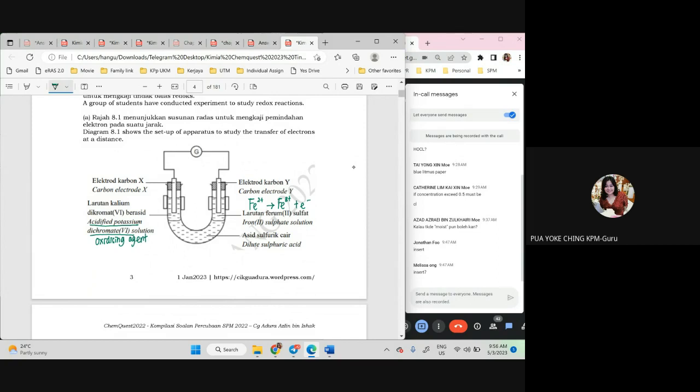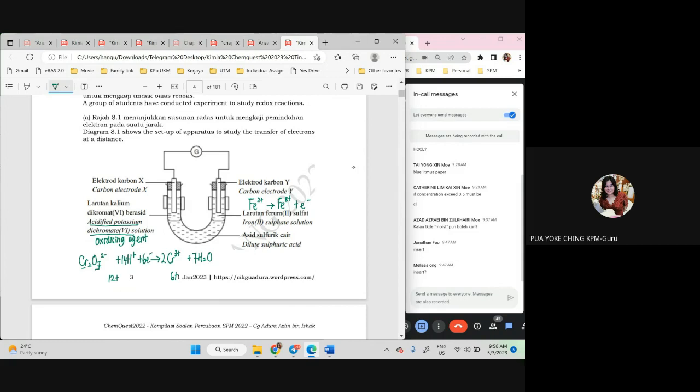So dichromate 6, Cr2O7 2 negatif tambah H plus dapat Cr3 plus tambah H2O. Balance equation, 2Cr, 7O, 7H2O. So saya ada 14H plus. Okay, so kira charge. 14H plus tambah 2 negatif, so sini ada 12 plus. Sini ada Cr3 plus ada 2, so sini ada 6 plus. So I plus 6E minus.